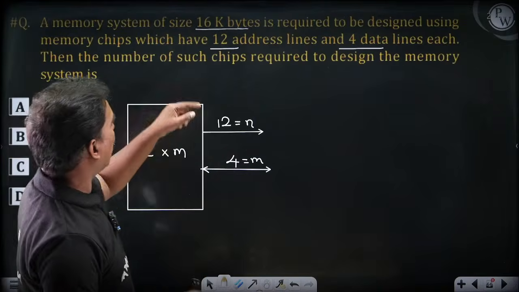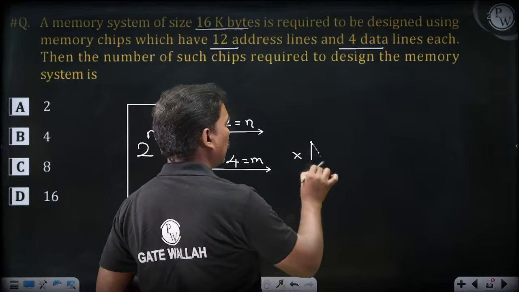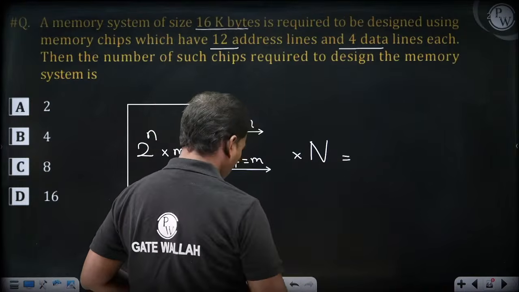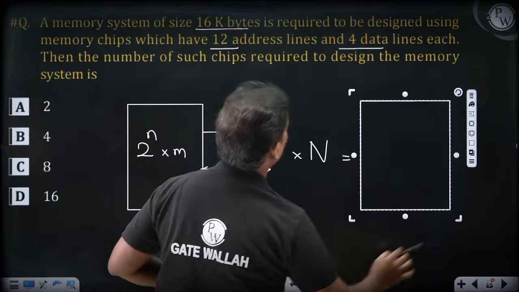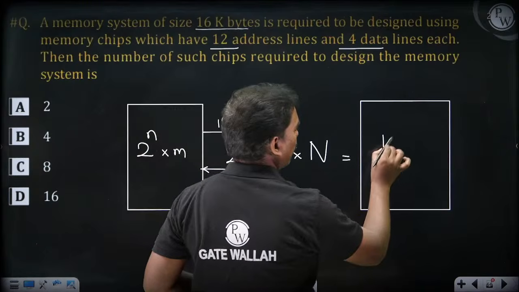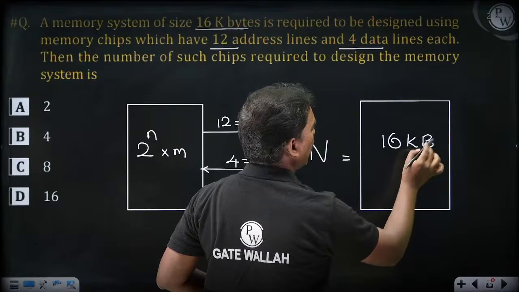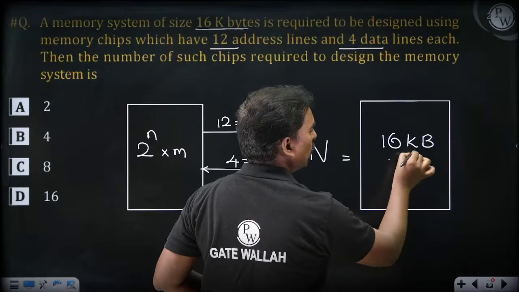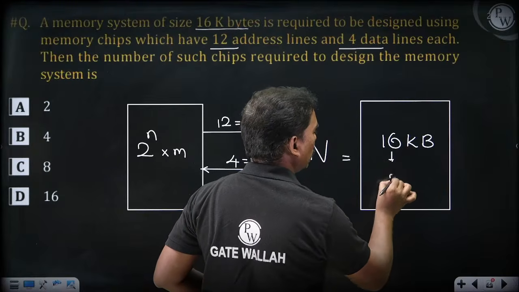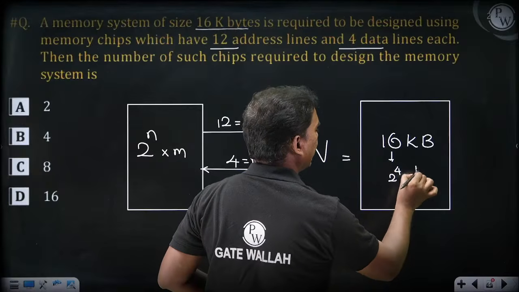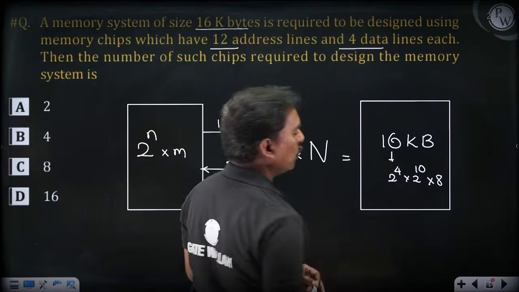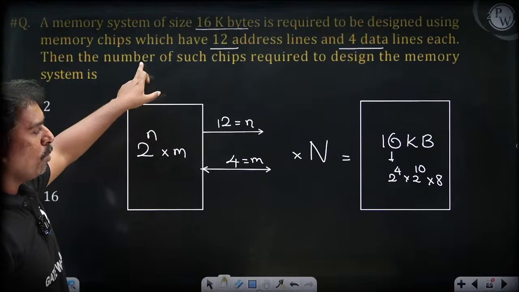So how many such chips are required to make a memory of 16 kilobytes? 16 kilobytes means this is 2 power 4, this is 2 power 10, and this is 8. That is 14 address lines. How many such chips are required?